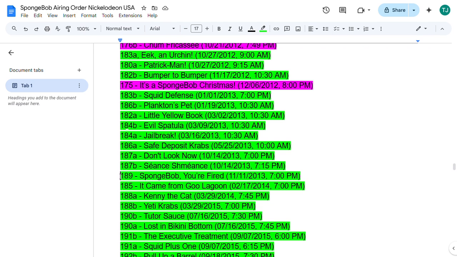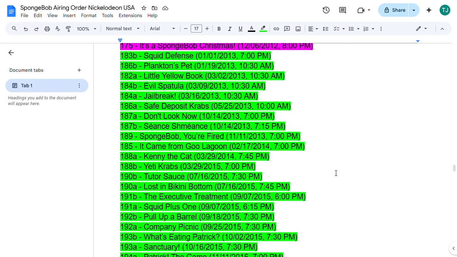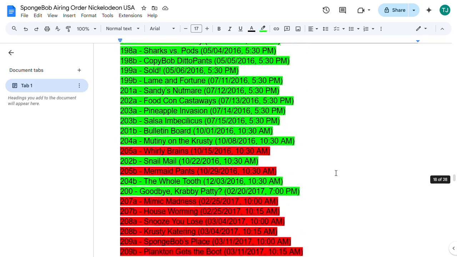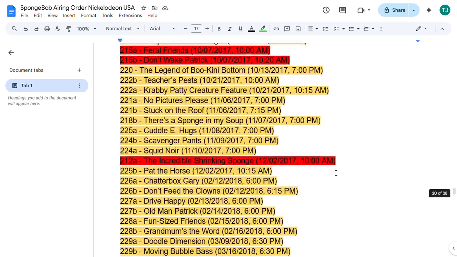189, SpongeBob You're Fired, which is after these in packaging order, is way before them in air order. Also, some things I've read said packaging order is when the episode's finished. From what I can tell, it's probably not, but I don't know how that works. I can't speak on that.